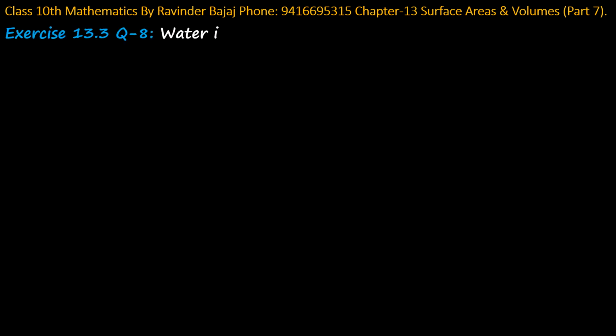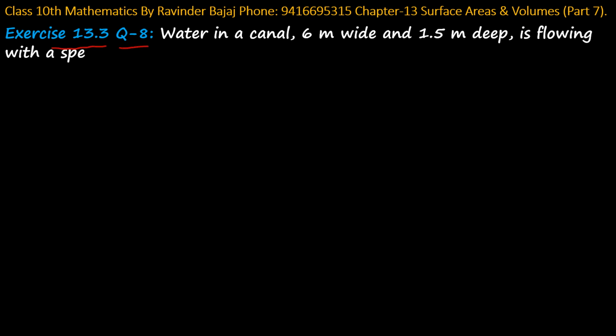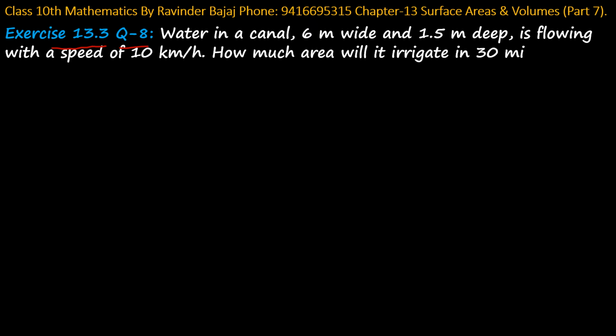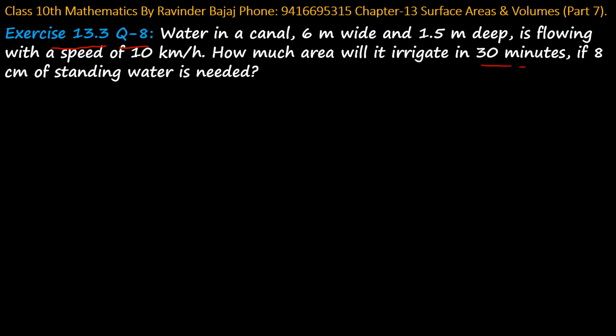Let's continue with the next question. Exercise 13.3, question number 8. Water in a canal 6 meter wide and 1.5 meter deep is flowing with a speed of 10 km per hour. How much area will be irrigated in 30 minutes if 8 centimeter of standing water is needed?